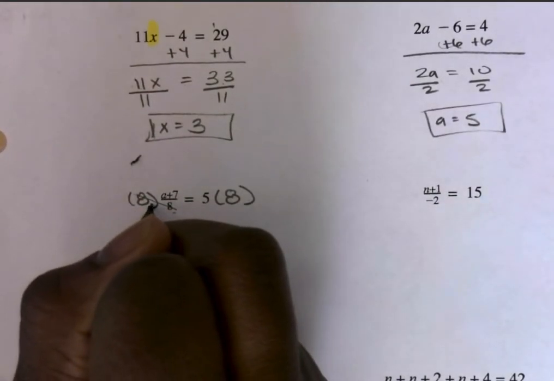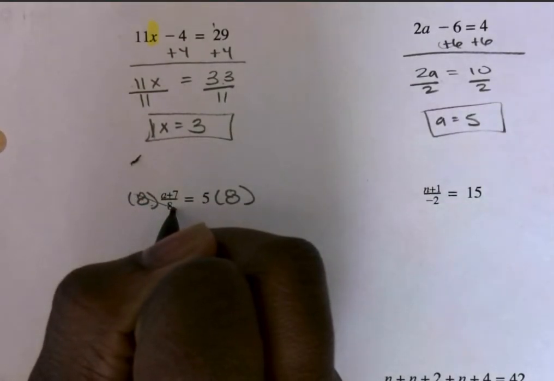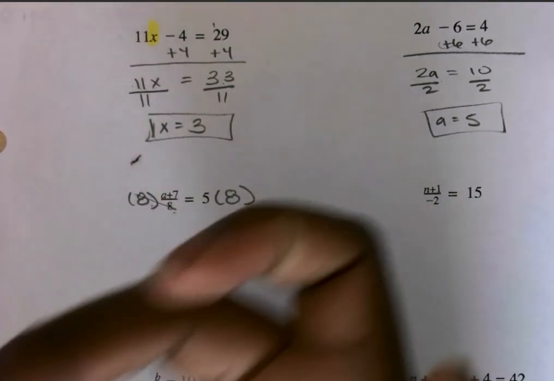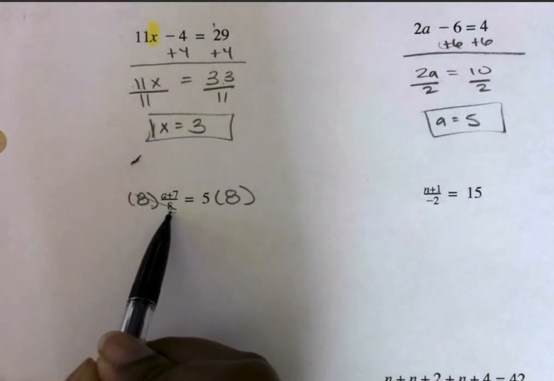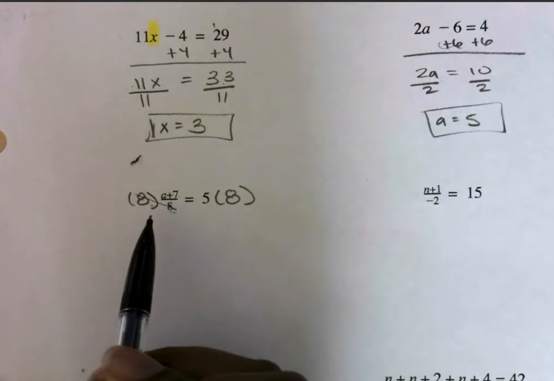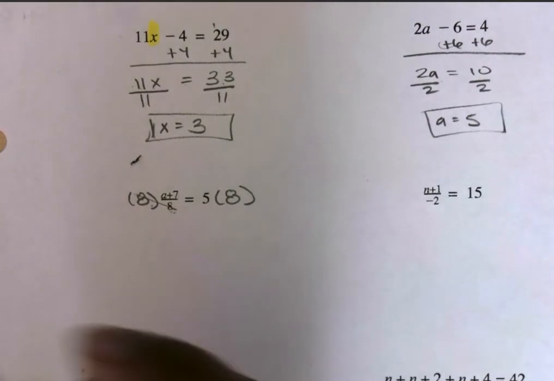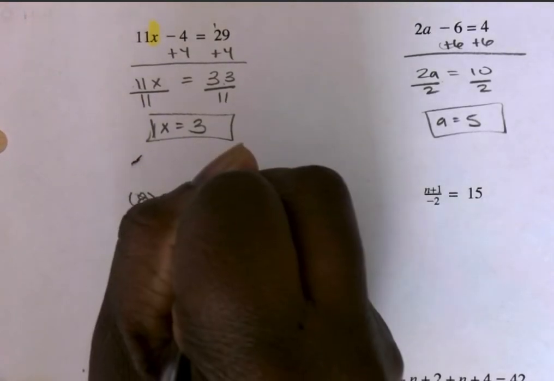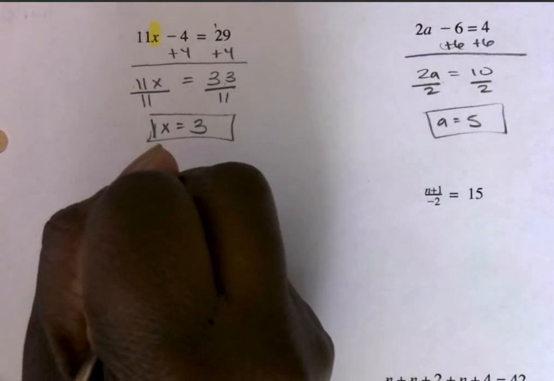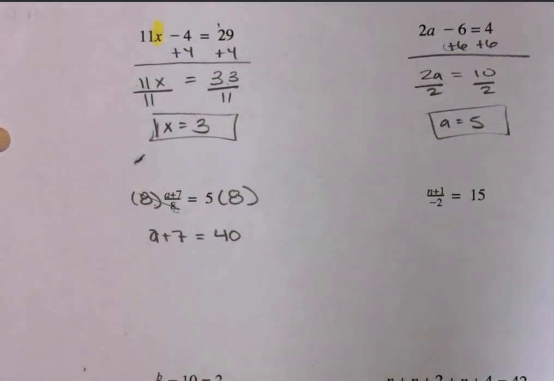So if you have a denominator, you want to get rid of it by multiplying, because everything is being divided by 8. So if I multiply everything by 8, I'll get rid of the denominator. So I have a plus 7 is equal to 40. Okay.